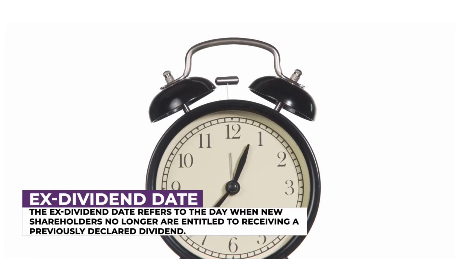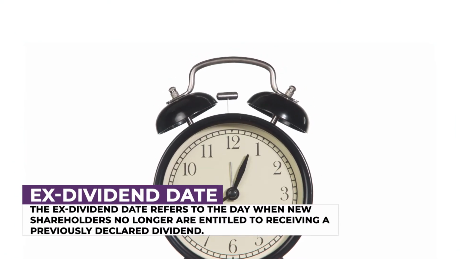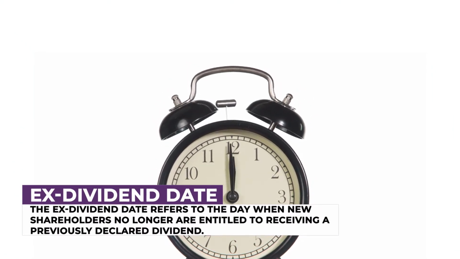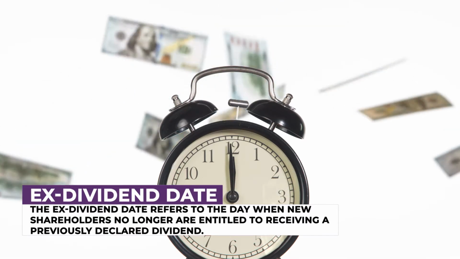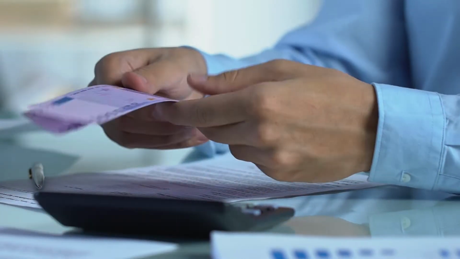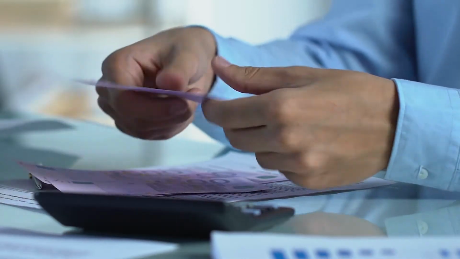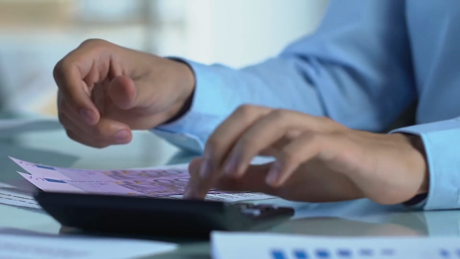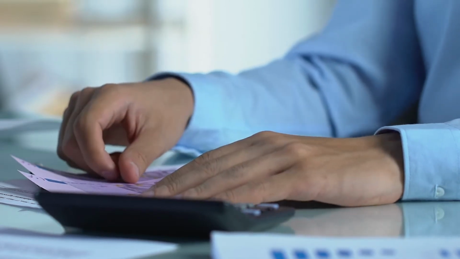Ex-Dividend Date. The ex-dividend date refers to the day when new shareholders are no longer entitled to receive a previously declared dividend. To receive this dividend, investors must purchase the stock before the ex-dividend date, otherwise they will not be eligible to receive the payment.